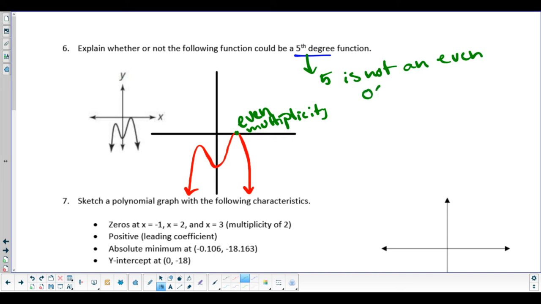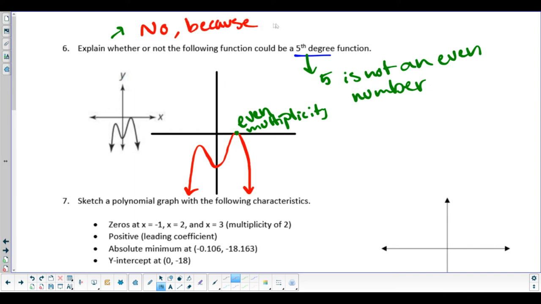Five is not an even number. It's odd, right? Which means if the multiplicities are only even, if the degree of this function is made up of zeros with even multiplicities, there's no possible way that I could add it up to 5. And so it cannot be. No, right? Because the multiplicities cannot add up to 5.